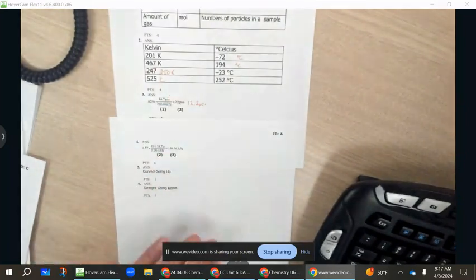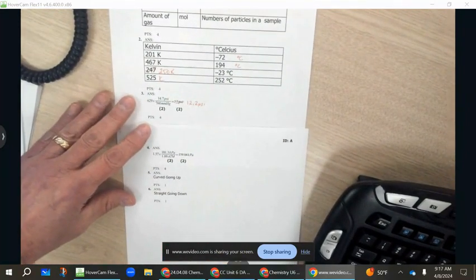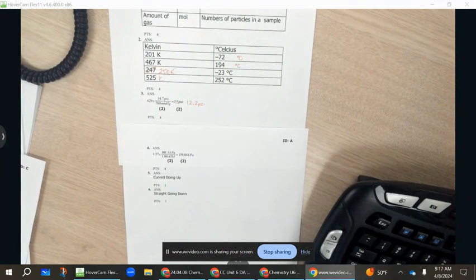Here are the rest of the answers for the next 4 questions on your test. This is for number 3, should have had 12.2 psi. For number 4, should have had 159 kPa. For number 5, your line should have been curved and going up. For number 6, your line should have been straight and going down. Anyone with version A have a question on that?